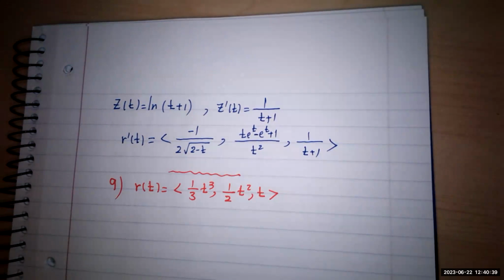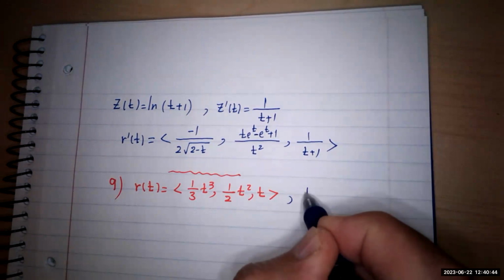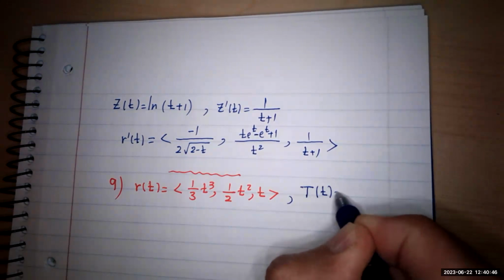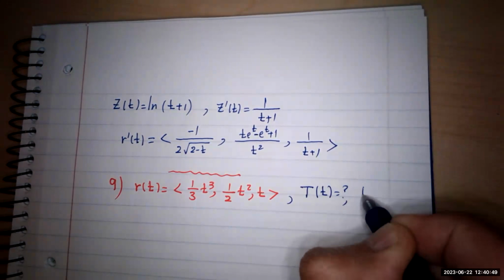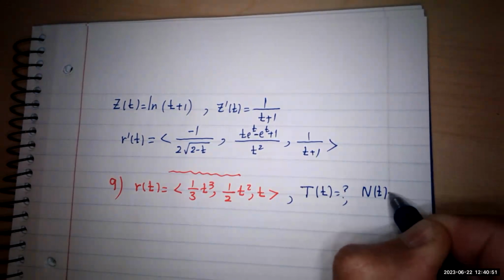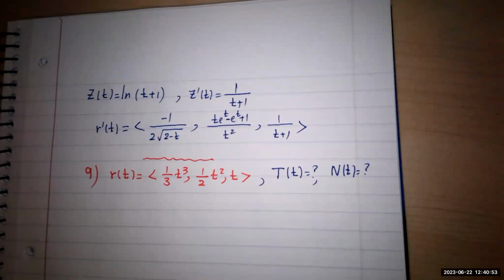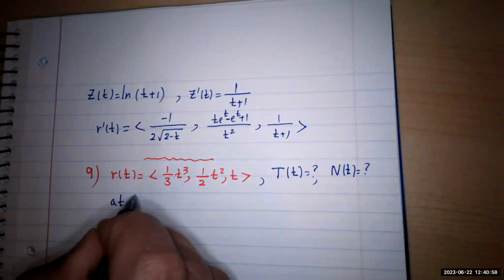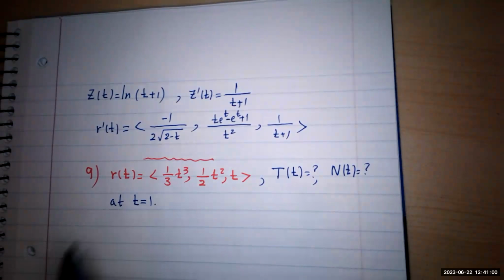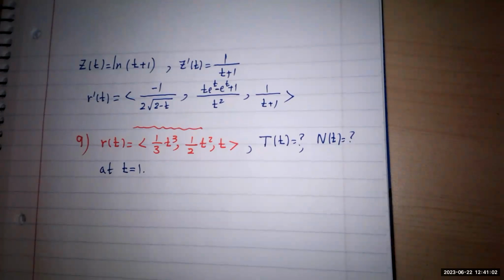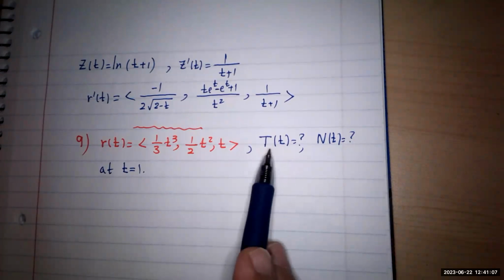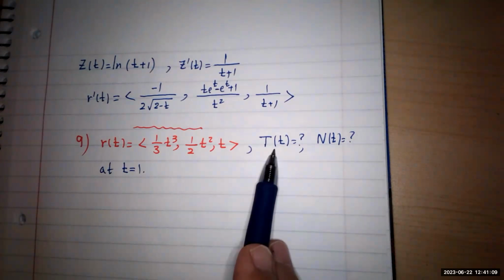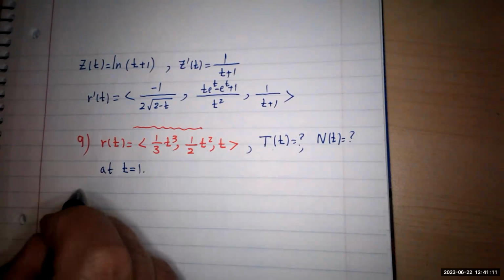Okay, so what we would like to find is the unit tangent vector, which is going to be T of t, and the unit normal vector, which is N of t. But they ask you to find it at t equal to 1, which is good. There you are. You know the formula for the T of t. So we do this one first. That would be part 1.